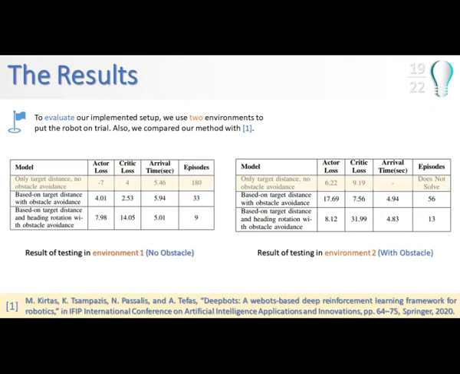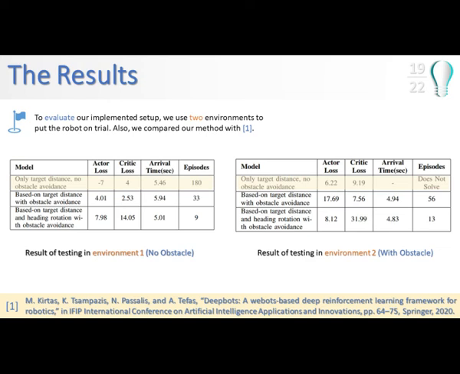For their proposed method, it has converged in 180 episodes. It has actually solved the problem, just finding the path between origin and destination of the robot, and the arrival time in seconds is 5.46. For our proposed method in Model 1 and Model 2, we use target distance with obstacle avoidance, and target distance with heading rotation, also obstacle avoidance. We can see the number of episodes it has solved the problem in is 33 and 9. And the best case is the first model, which solves it in 5.01 seconds, and with 9 episodes it can solve the problem in test environment 1.